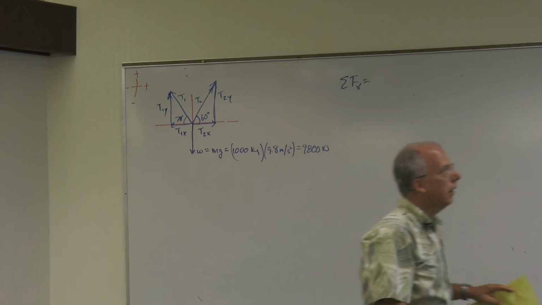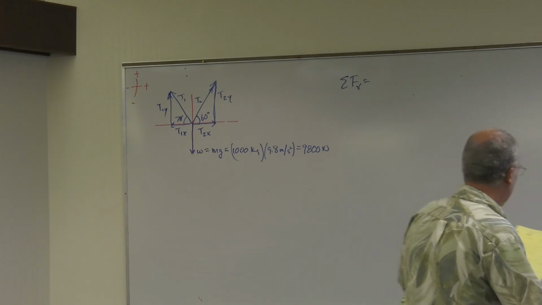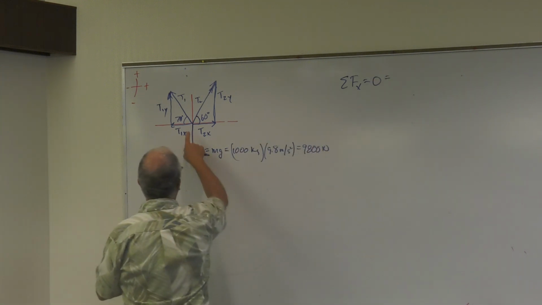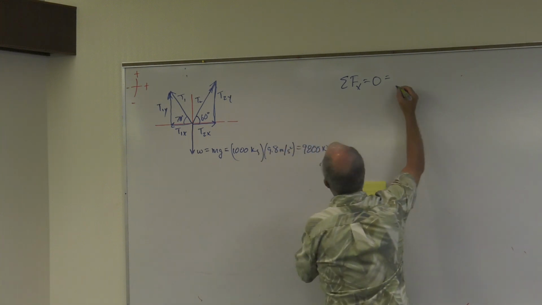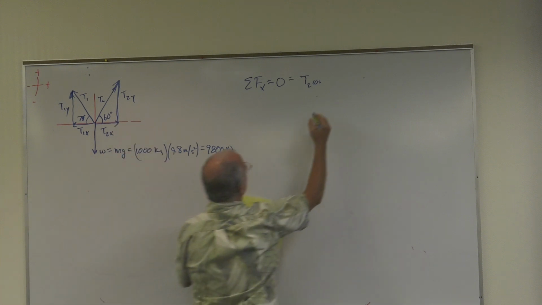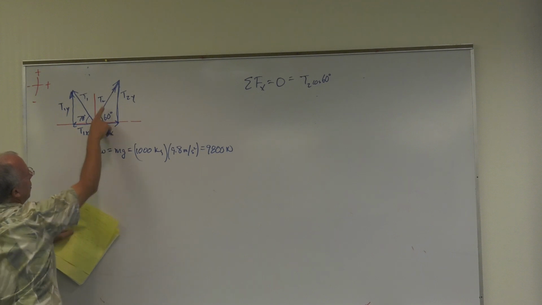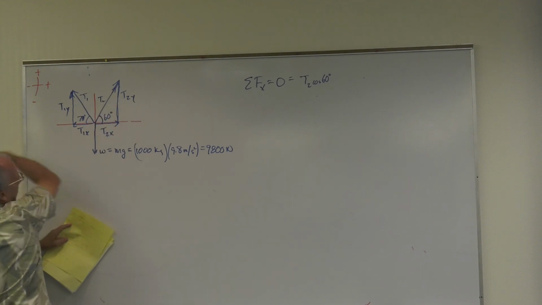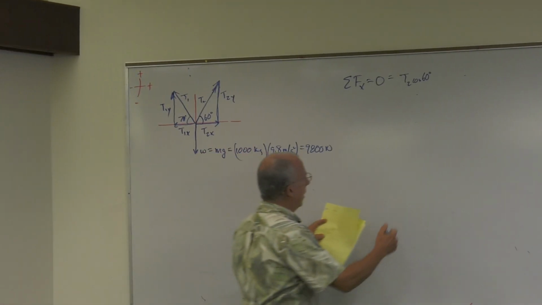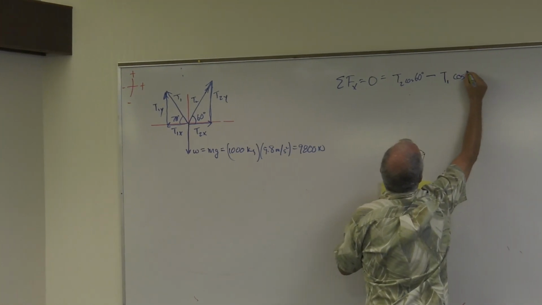Now let's see. Is it accelerating this way? No, it's at rest, right? So the sum of the x forces is 0. And what's the sum of the x forces? We have T2x. So what's T2x? It's T2 cosine 60. Right? And then minus T1x, which is T1 cosine 70. And minus, because it's that way, T1 cosine 70 degrees.